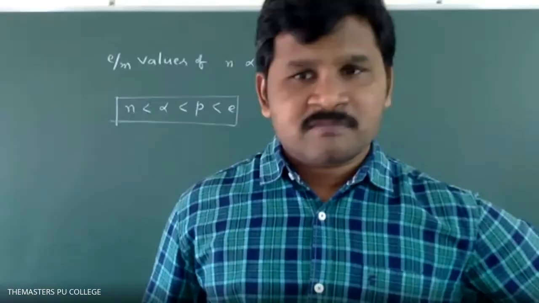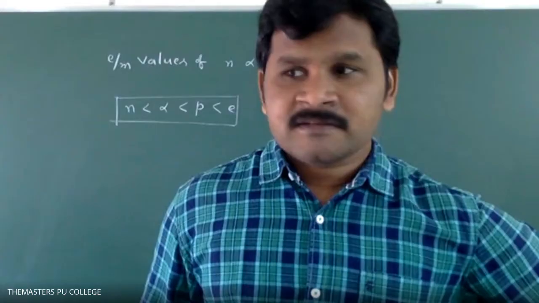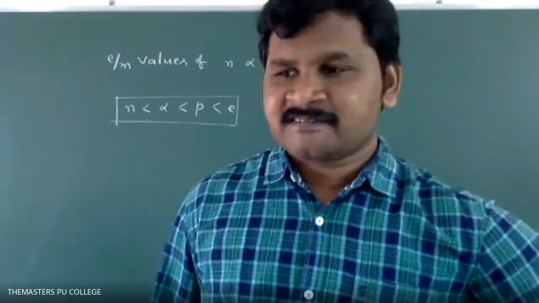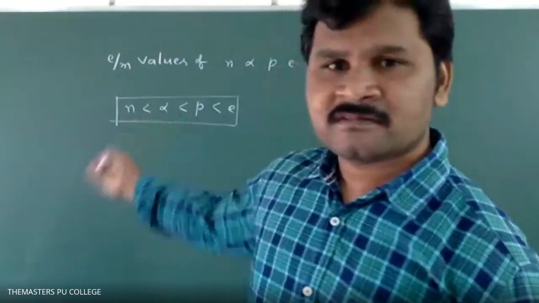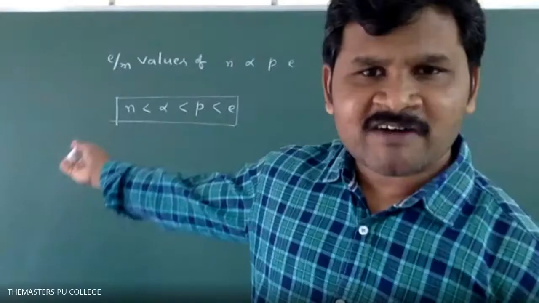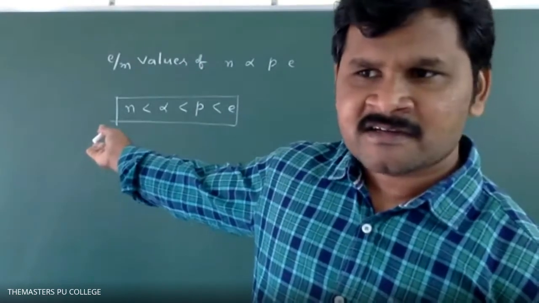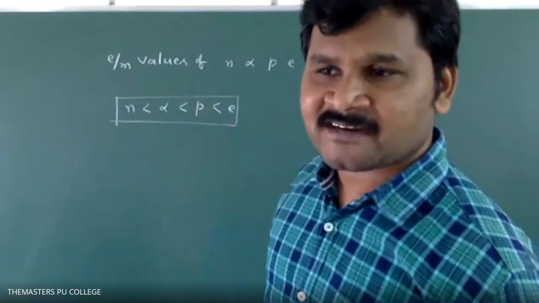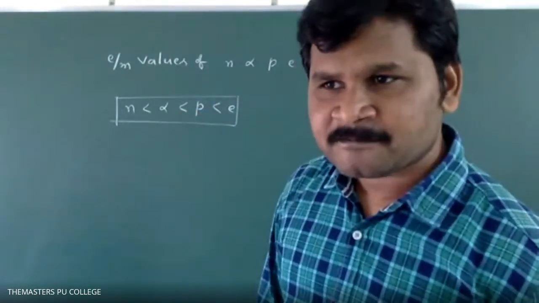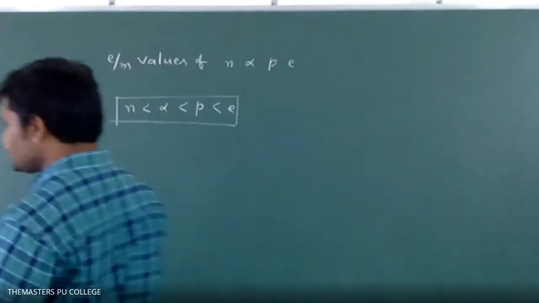What's the next side heading? I will write it on the board, you don't worry about that. The e/m value is least for neutron. That is what I wrote. The order is neutron is less than alpha particle is less than proton is less than electron. Next side heading.